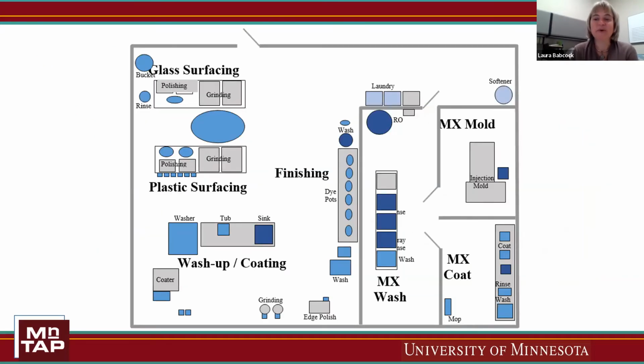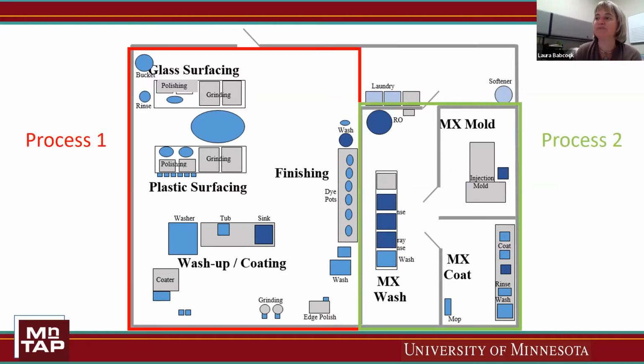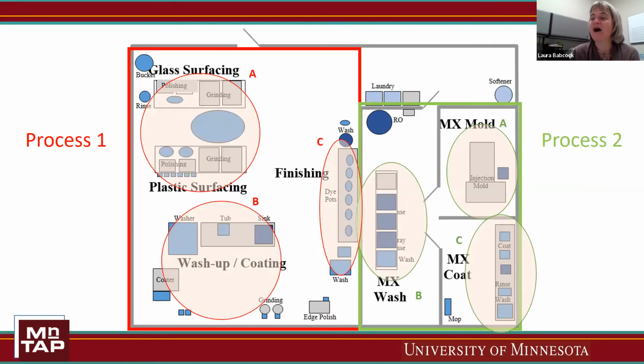Okay, so this is where we are. Here we go. We've got the two sections of the operation, process 1 and process 2. There's 3 operations within each facility. So process 1 has glass surfacing. They have plastic surfacing and glass surfacing. There's 2 mini operations in there. They have wash up and coating, and then finishing. And then on the process 2, they mold, they wash, and they coat the lenses. Okay. So those are the operations that we're talking about.